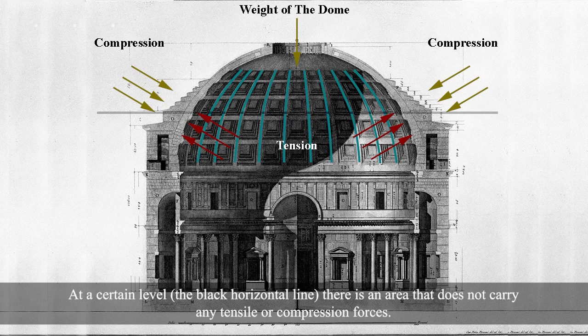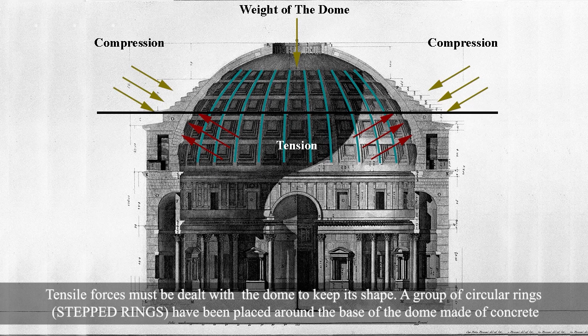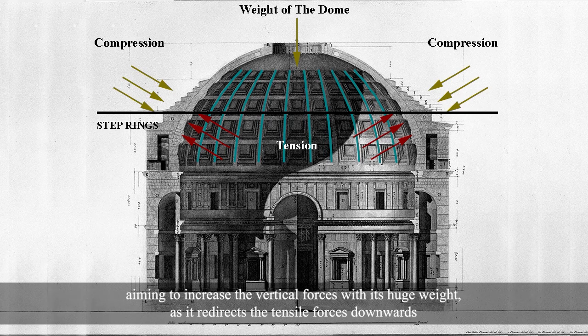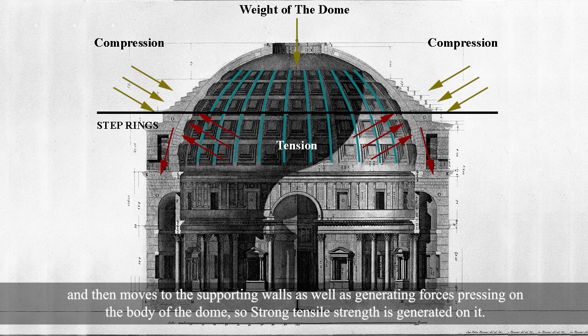At a certain level, the black horizontal line, there is an area that doesn't carry any tensile or compression forces. Tensile forces must be dealt with in the dome to keep its shape. A group of circular rings, called stepped rings, have been placed around the base of the dome, made of concrete, aiming to increase the vertical forces with its huge weight, as it redirects the tensile forces downwards and then moves to the supporting walls, as well as generating forces pressing on the body of the dome. So, strong tensile strength is generated on it.